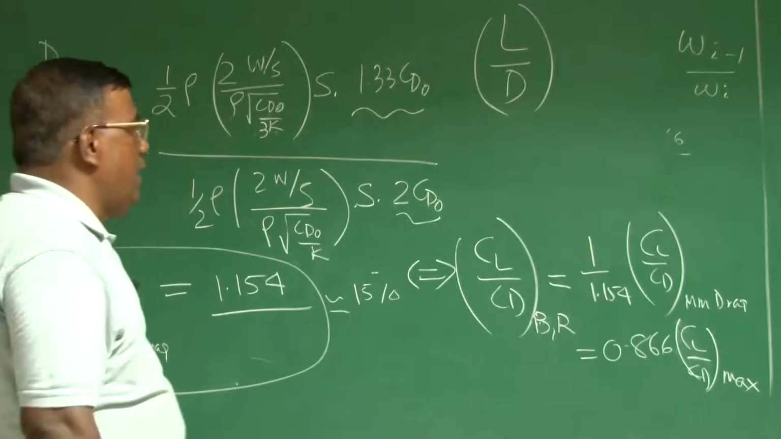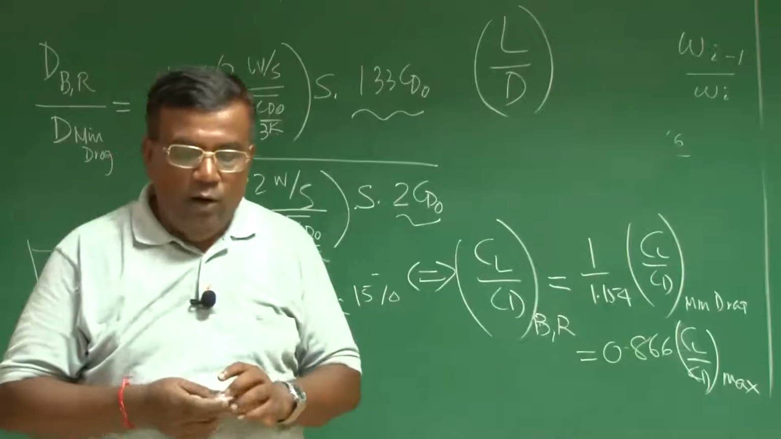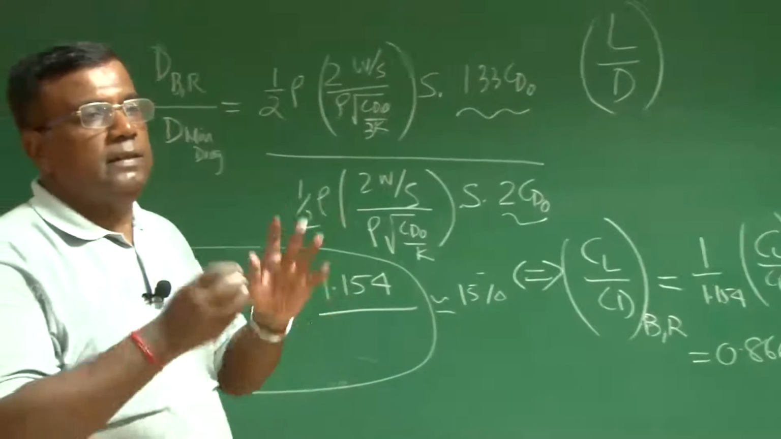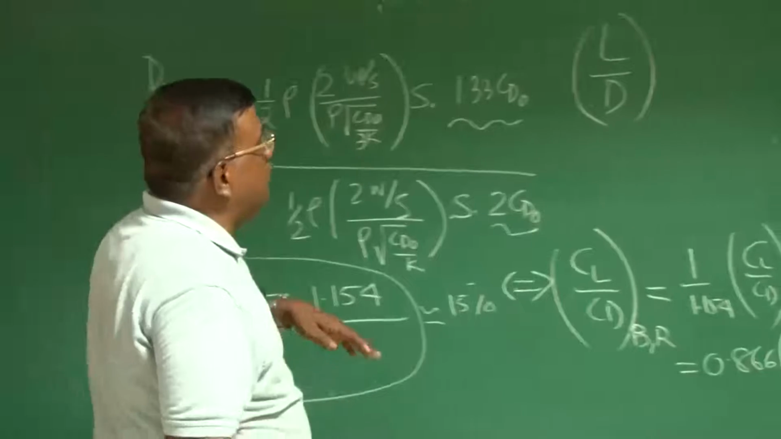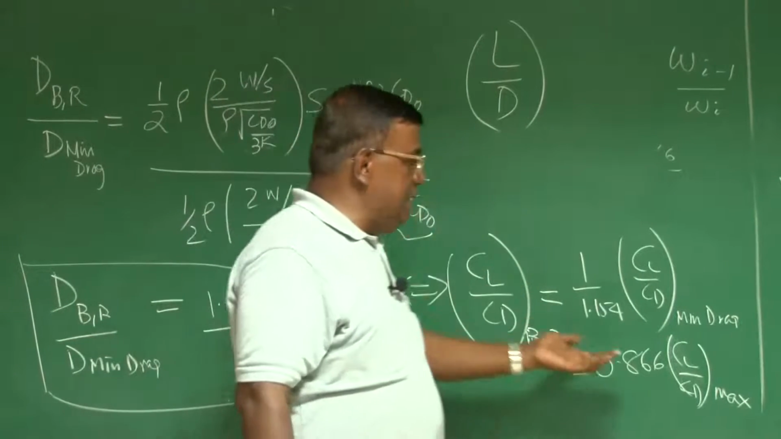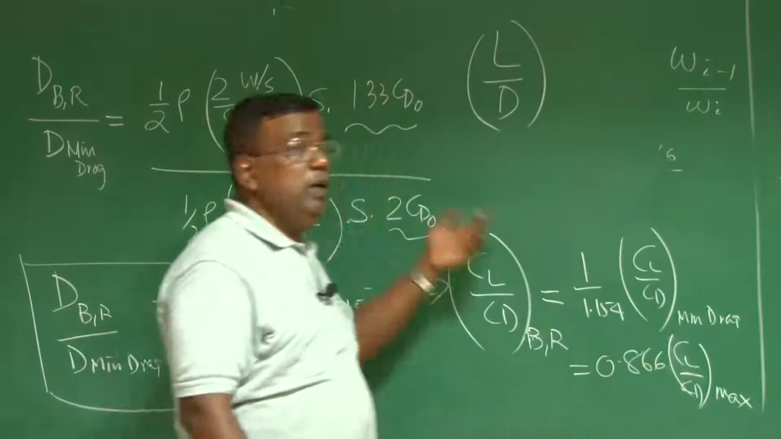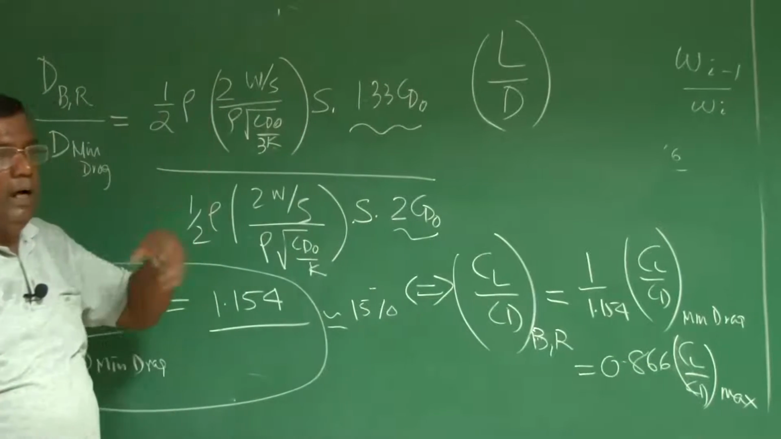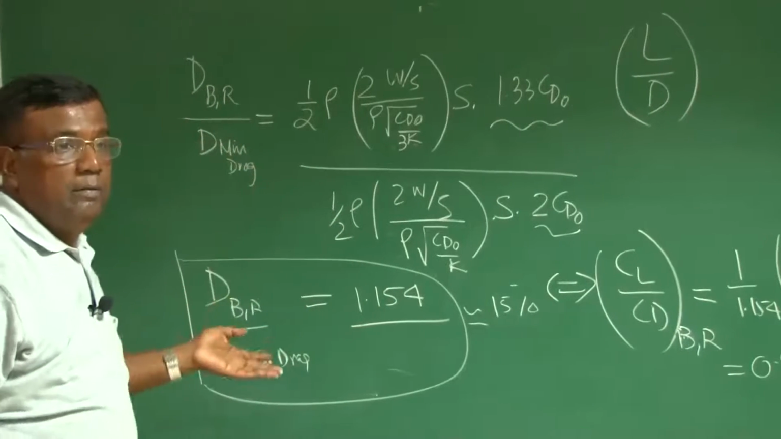So the message is, somehow you first guess what will be the L by D max you are designing for or aiming for. When you are trying to calculate what will be the range for the jet, you just take 86.6% of that L by D max. If you are planning for endurance, yesterday I have shown, you take 100% of L by D max. Similarly for propeller driven airplane.